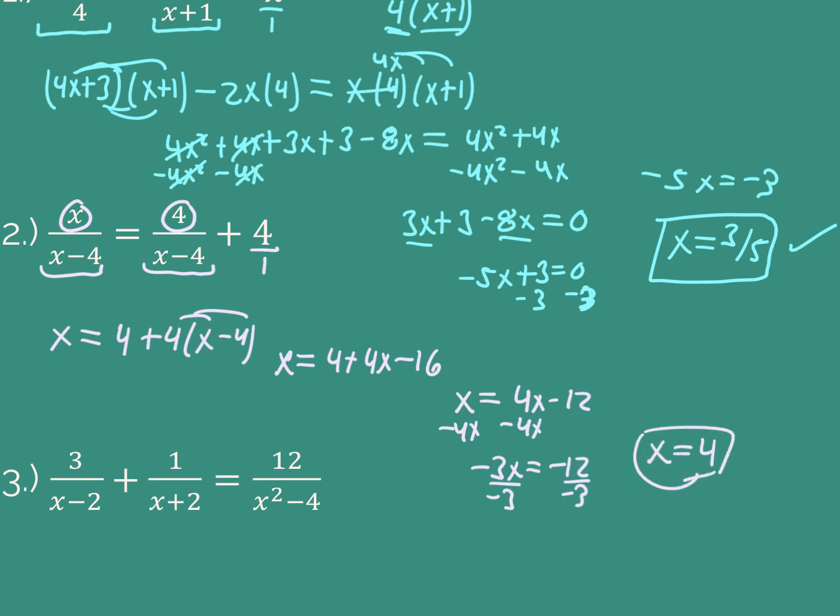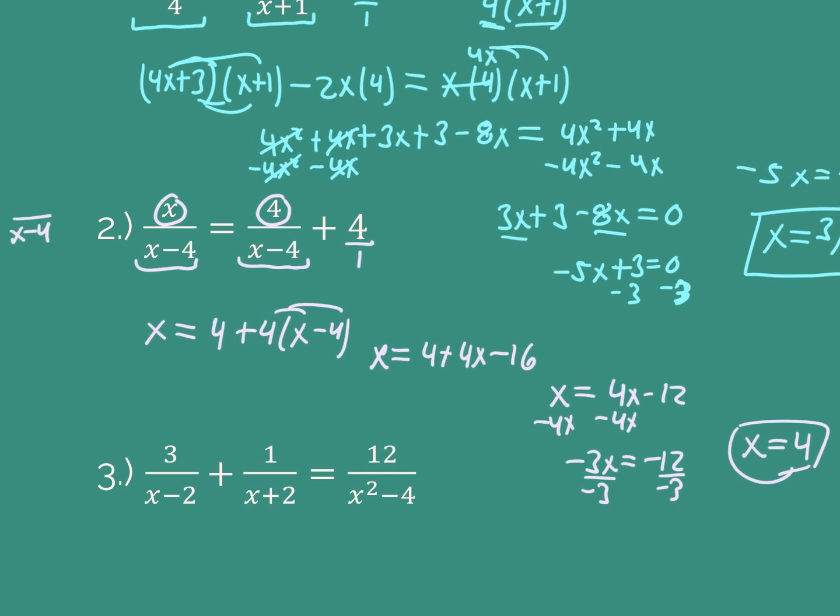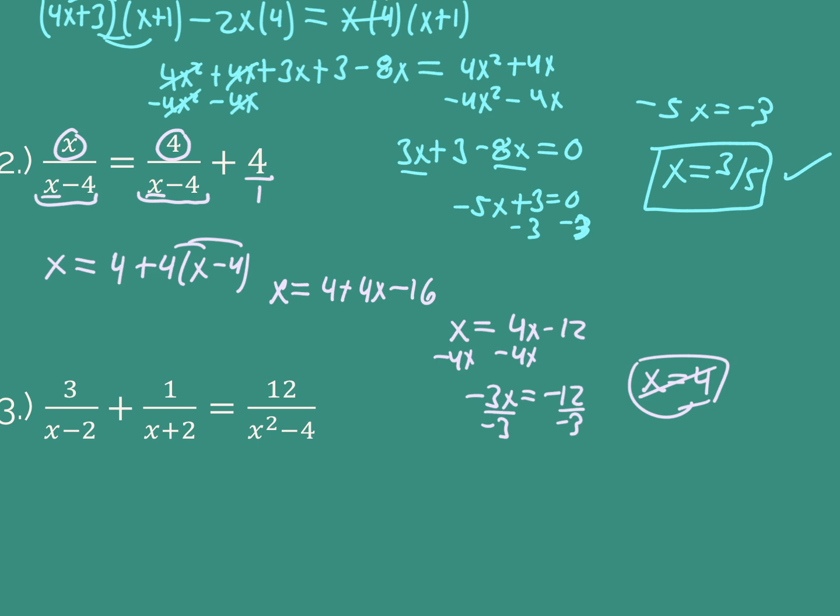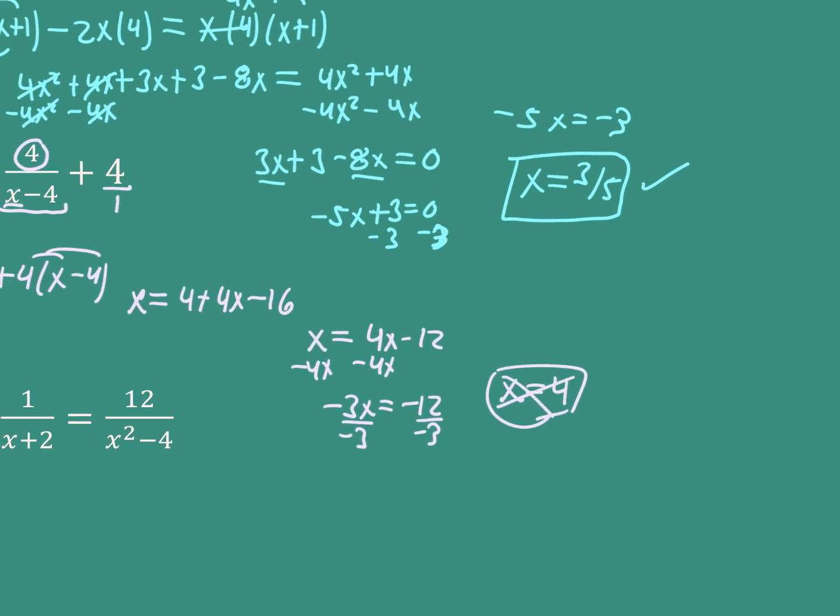All right, but now we want to check, right? If I plug this into the bottom, will I get 0 in the denominator? And if I do 4 minus 4 and 4 minus 4, we do get 0. So this is not a valid solution, so this one would actually have no solution.